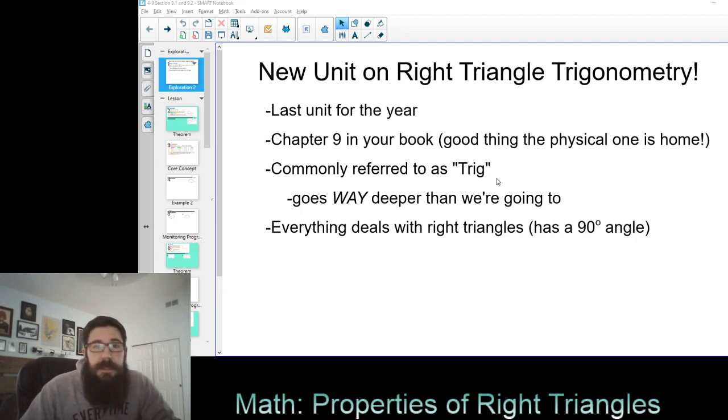This is a very, very deep vein of mathematics. We are basically just starting the surface level pieces of this. It is critical for success in Math 3, which is why we're focusing the rest of our time this year on this unit, to get you as successful as possible so that Math 3 is hopefully an easier process. Everything we're going to deal with is going to be all around right triangles, so something that's got a 90-degree angle.